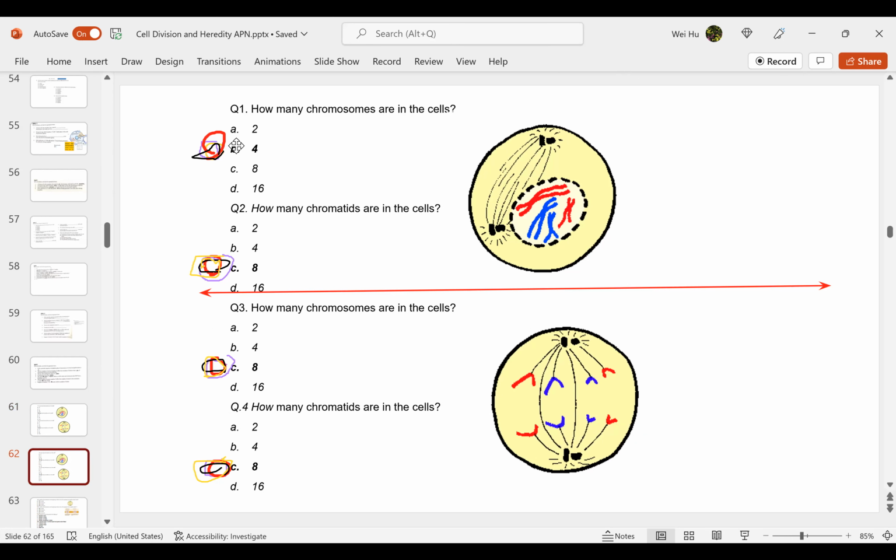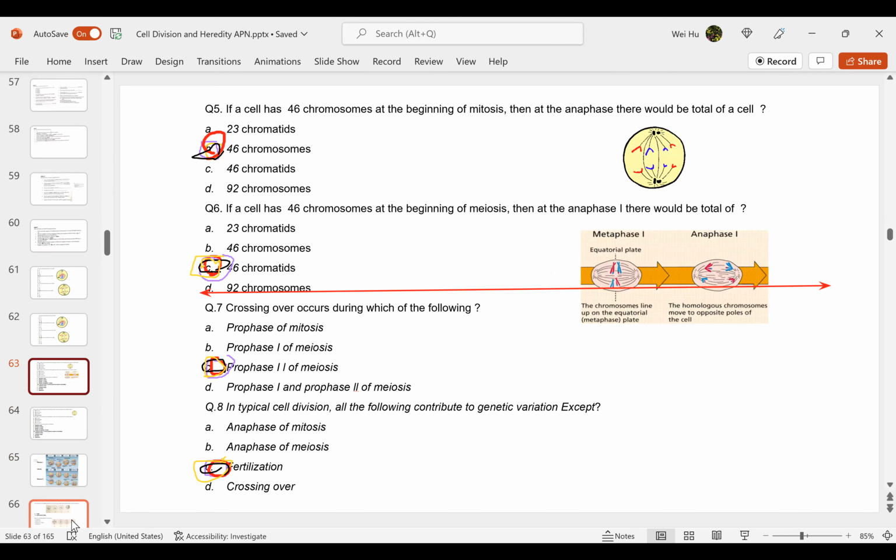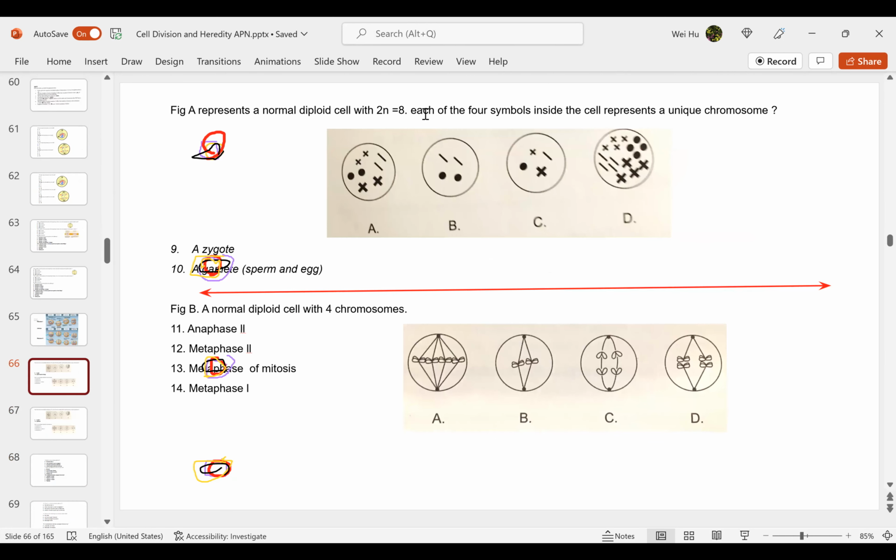So 1 is B, 2 is C, 3 is C, and 4 is C. Yeah, good. I don't need to explain any more. So now let's try an even more challenging question, okay?